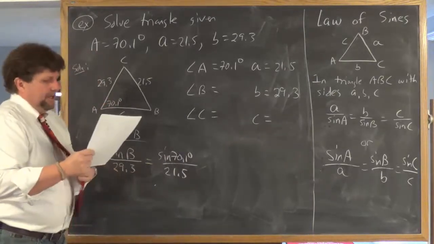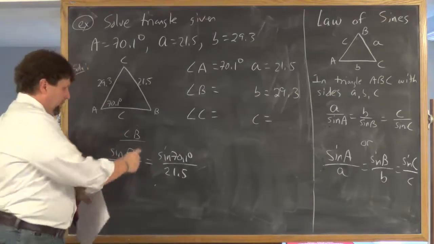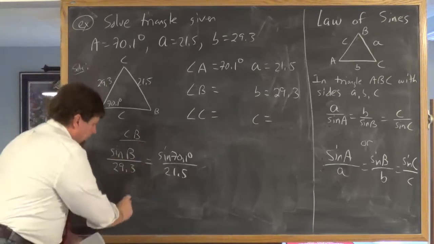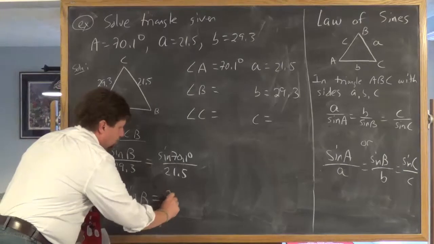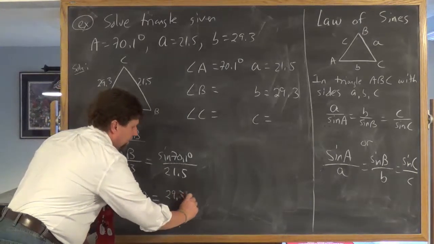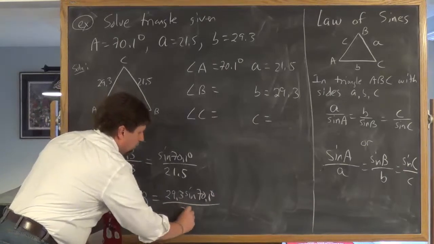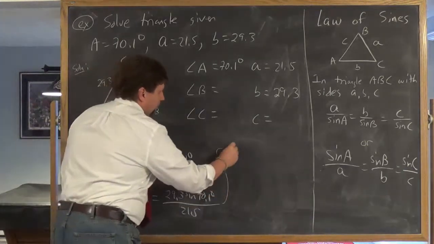Now what I would do, just like in the other example, is multiply both sides of the equation here by 29.3. So that will give me the sine of B is 29.3 times the sine of 70.1 degrees over 21.5.